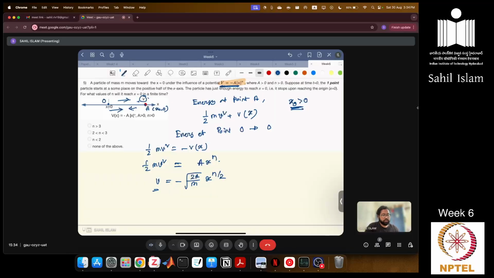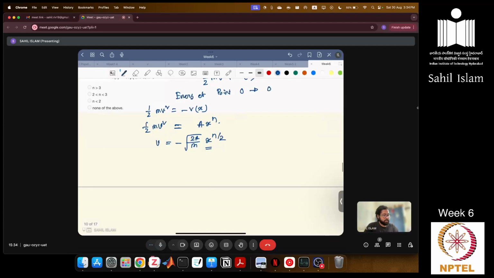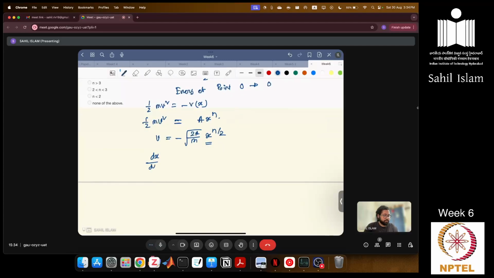When we integrate, we will integrate from 0 to x0. Because of this we are taking the minus sign. The minus sign comes because it has a different direction from the position. So x is defined as positive from this direction and v is in this direction, so x and v have opposite sign, so we are taking the minus sign only. Now we write v as dx by dt, times x to the power n by 2. Let's integrate.